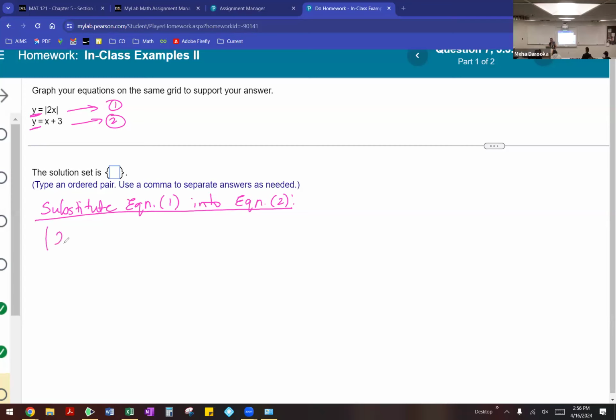So this will end up looking like absolute value of 2x is equal to x plus 3. Now, I think it was what, chapter one, when we had talked about how to solve absolute value equations, so you might have to jog your memory a little.